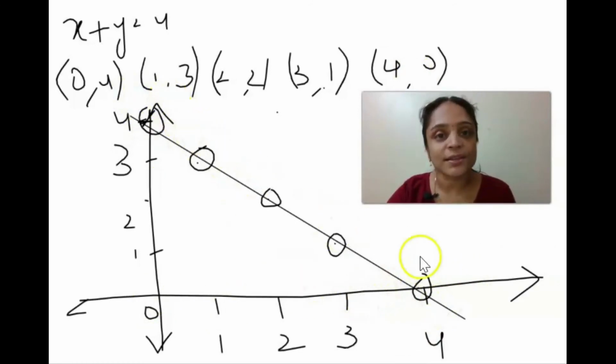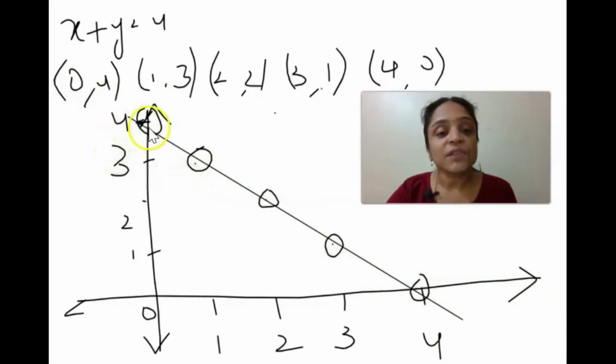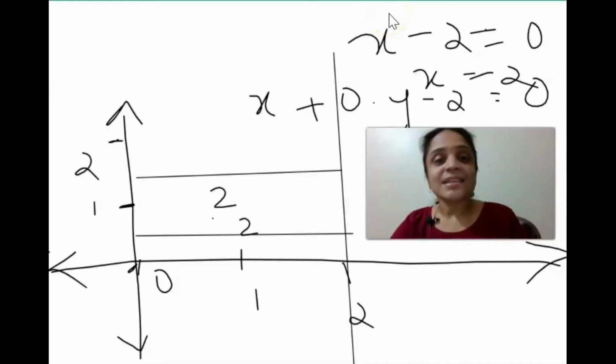And when you join these points, you will get a graph like this. And every point on this line is a solution of this linear equation x plus y equal to 4. Okay, and every point outside this line, here as well as here, is not a solution of this linear equation x plus y equal to 4. Understood?